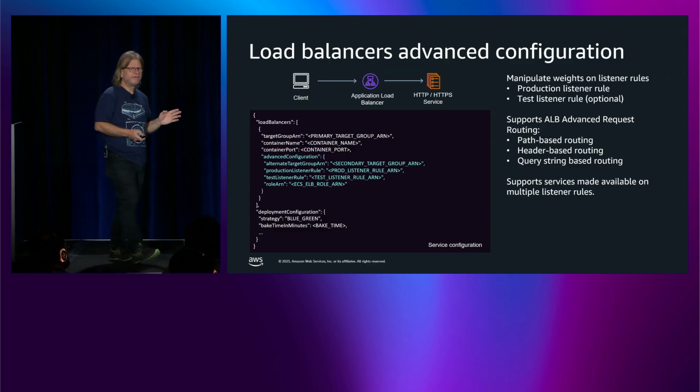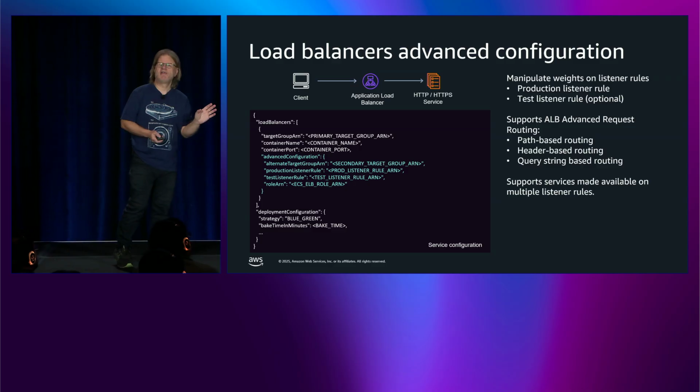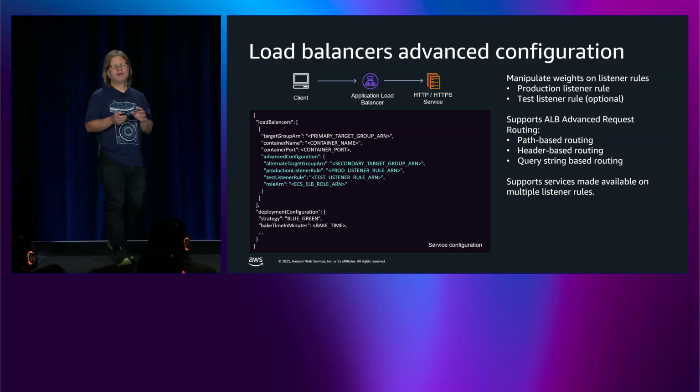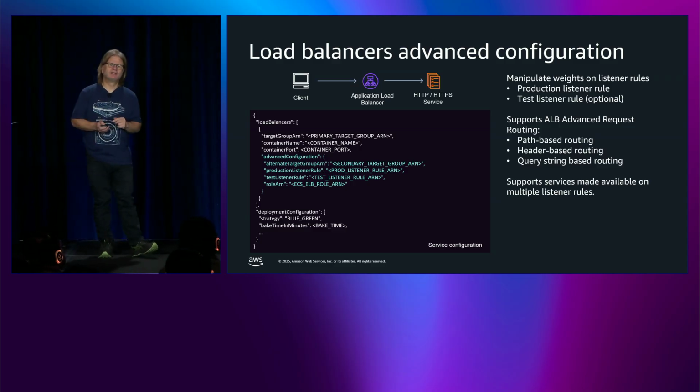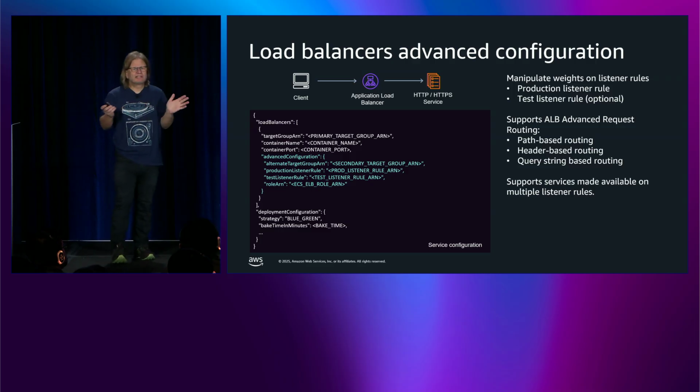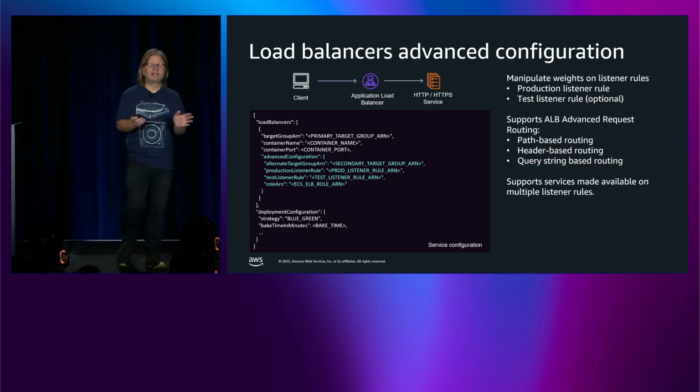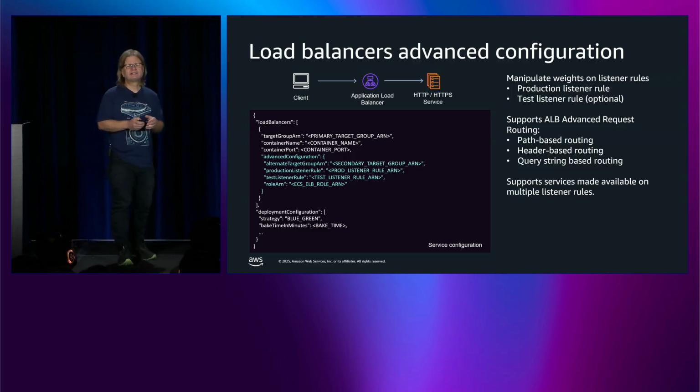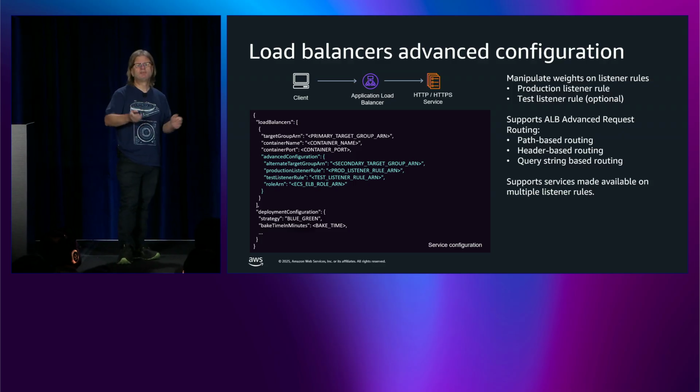Note that there's no reference to a listener ARN, and that means you are free to choose any listener rules you like. Whether they are on the same port or not, from an ECS perspective, it doesn't make any difference, right? So ECS is agnostic to which ports those listener rules are actually connected to.